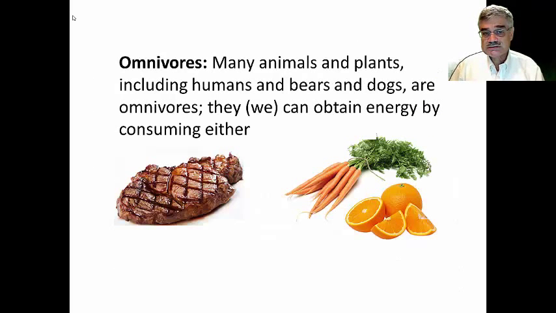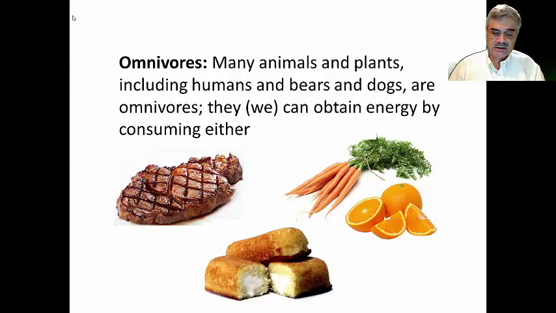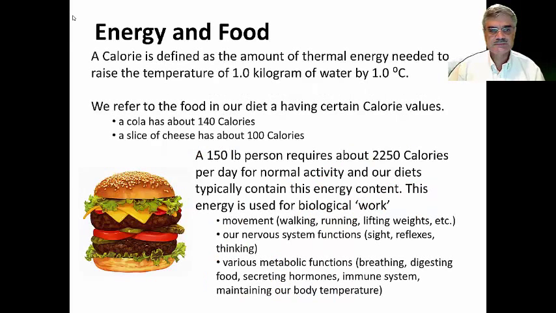We humans, along with bears and dogs, are omnivores. That is, we can obtain our energy by consuming either plants or animals, as represented here with a steak and oranges and carrots. And yes, I suppose there is another food group, junk food. Twinkies. Ugh. Now, when we think about energy in food, we oftentimes refer to a calorie.